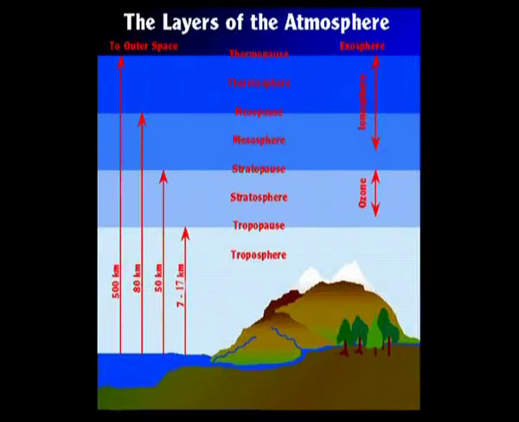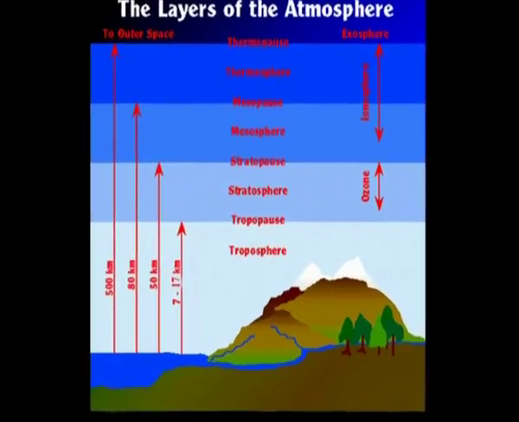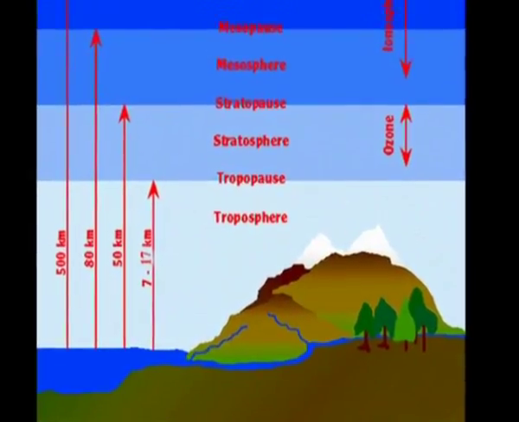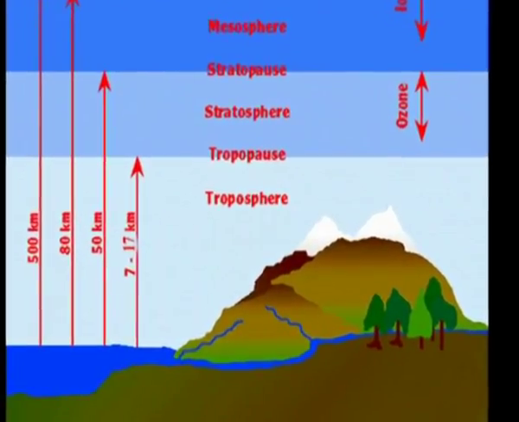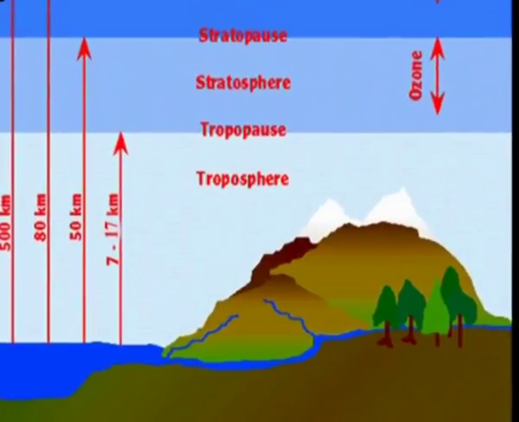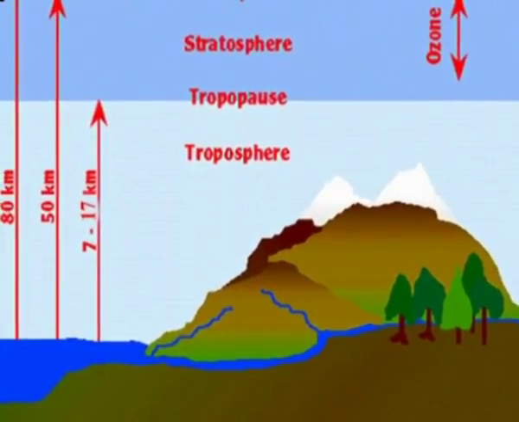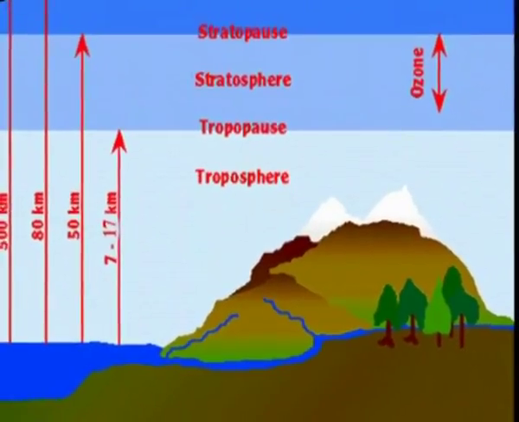Troposphere. The troposphere is the lowest and thinnest layer of the atmosphere and extends from the Earth's surface to about 7 kilometers high at the north and south pole and 17 kilometers high at the equator. This is where we live.